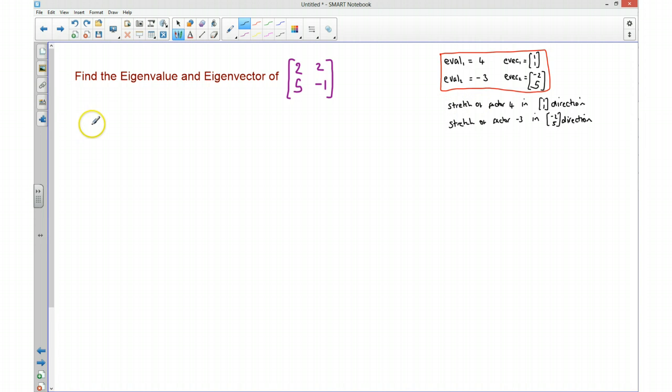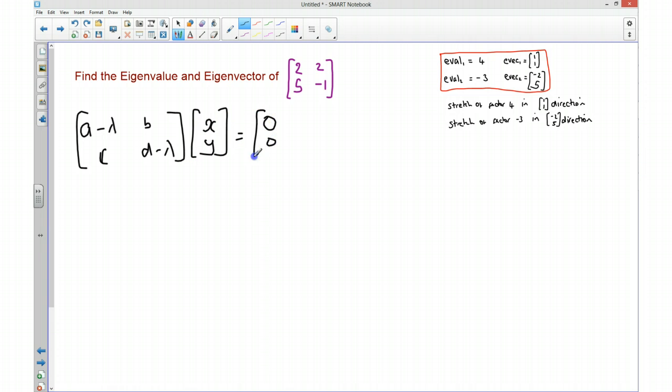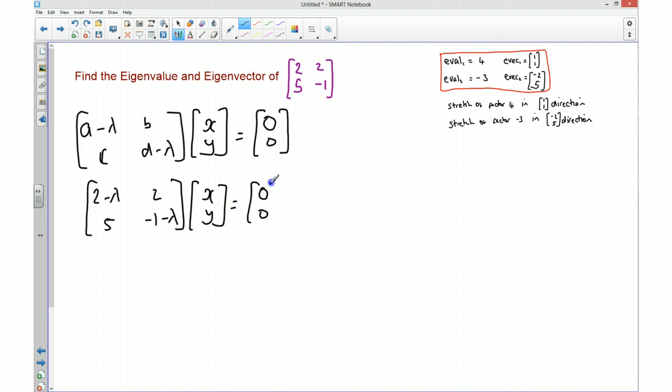Now, we know that what we're looking for is when A minus lambda, b, c, equal to 0, 0. Okay, this is our equation that we're trying to solve. So in this case here, we can substitute these values in, and we're looking for 2 take away lambda, 2, 5, minus 1 take away lambda, 0, 0. Right. So as we said previously, we would want the determinant of this to be 0.